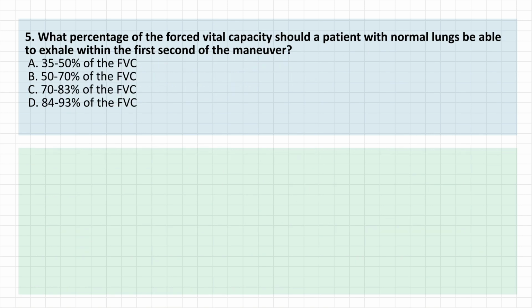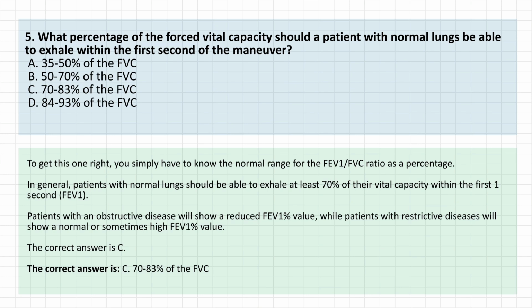5. What percentage of the forced vital capacity should a patient with normal lungs be able to exhale within the first second of the maneuver? A. 35 to 50% of the FVC. B. 50 to 70% of the FVC. C. 70 to 83% of the FVC. D. 84 to 93% of the FVC. The correct answer is C. 70 to 83% of the FVC.